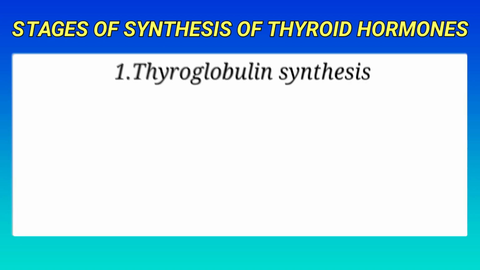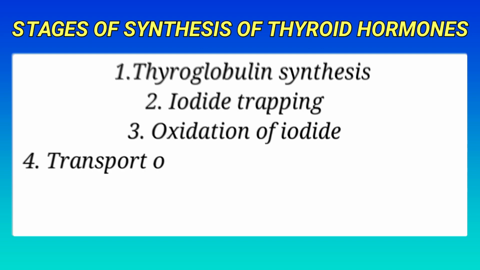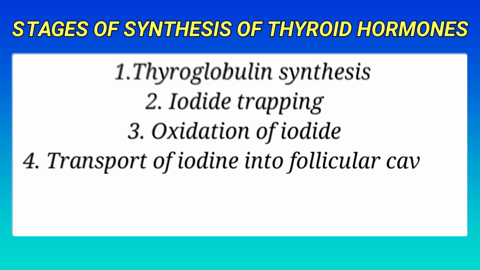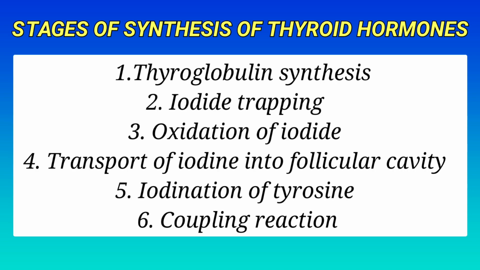Synthesis of thyroid hormone occurs in 6 stages. Number 1, thyroglobulin synthesis. Number 2, iodide trapping. Number 3, oxidation of iodide. Number 4, transport of iodine into follicular cavity. Number 5, iodination of tyrosine. And number 6, coupling reactions.